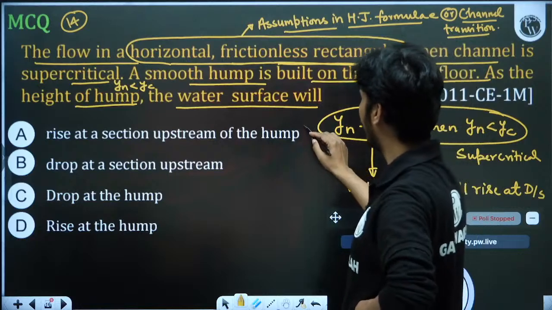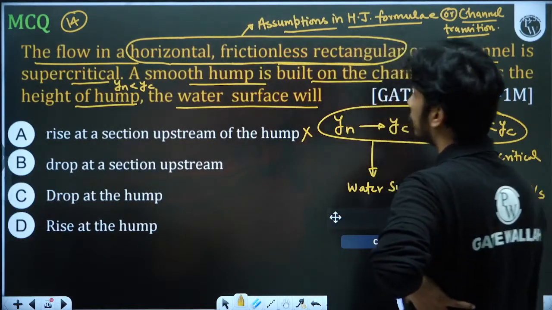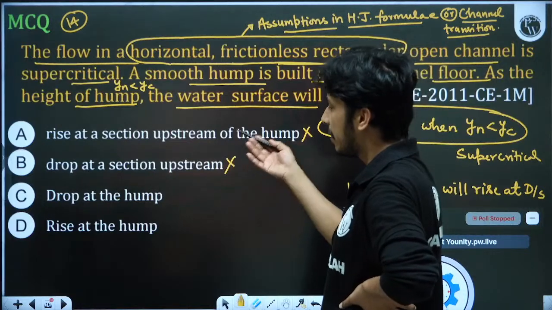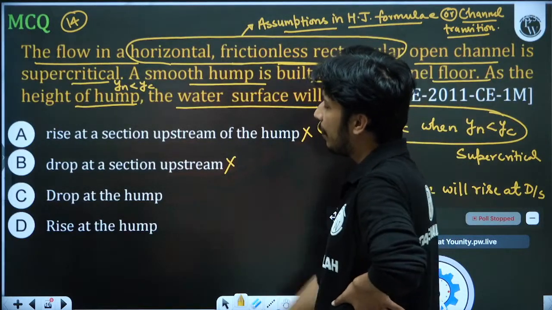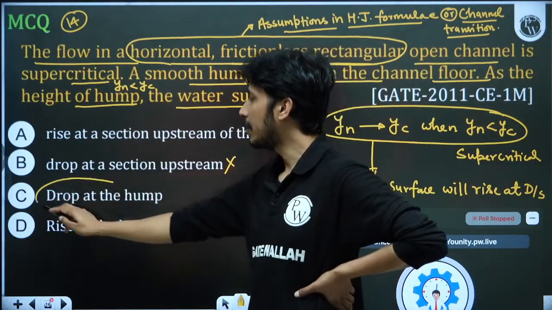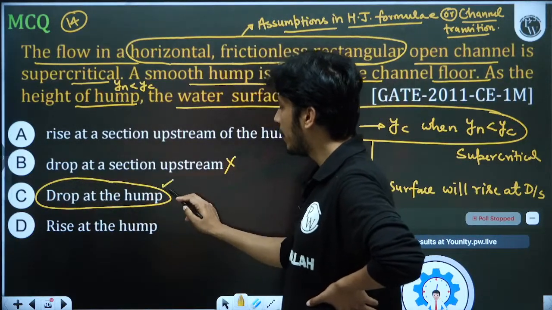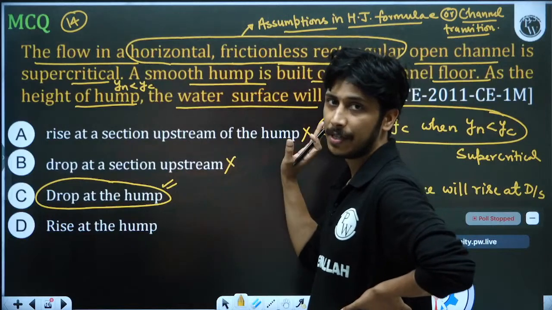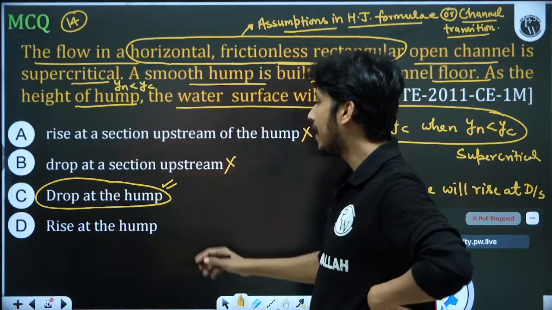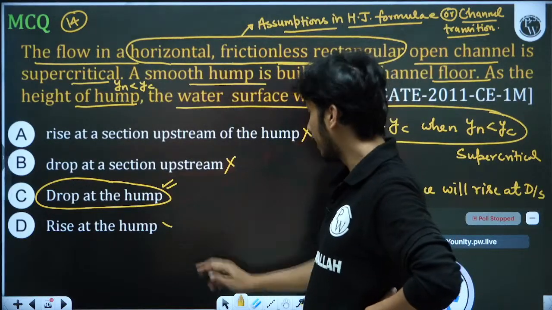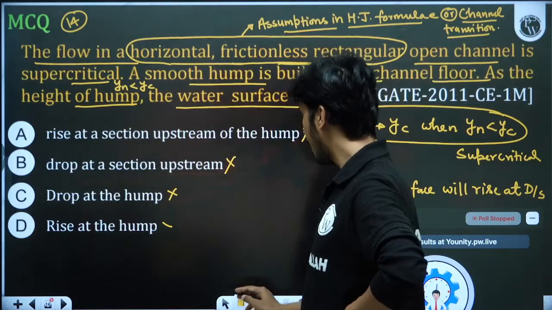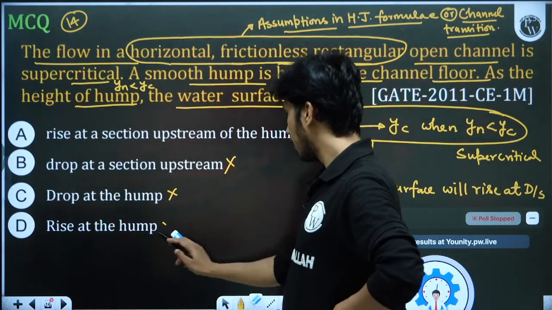So it will rise not at the hump, rise at a section upstream of the hump. This is absolutely wrong. Okay, drop at a section upstream, this is also wrong. Upstream nothing will happen. Drop after the hump or rise after the hump will be happening, but if after is not given, we can also give at the hump, because just after the hump it is happening, so we can say also at the hump, but everything will happen at the downstream side. At upstream side nothing will happen. Okay, so the rise at the hump is correct. Sorry, drop at the hump will not be correct, because drop will happen in subcritical. So rise at the hump will be correct.